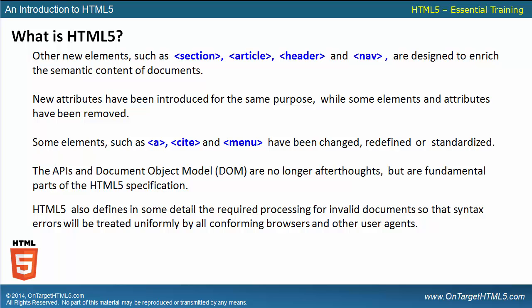New attributes have been introduced for the same purpose, while some elements and attributes have been removed. Some elements, such as the a tag, cite, and menu, have been changed. They've been redefined and standardized across the different browsers. The APIs and the Document Object Model, or DOM, are no longer afterthoughts, but are fundamental parts of the HTML5 specification.